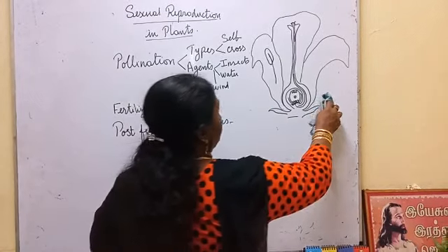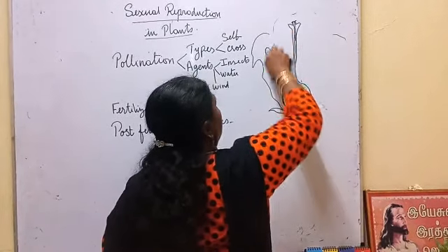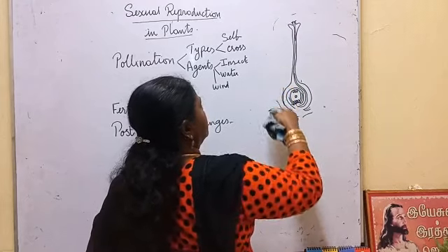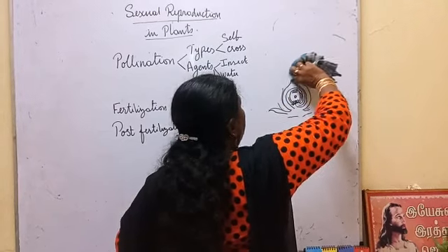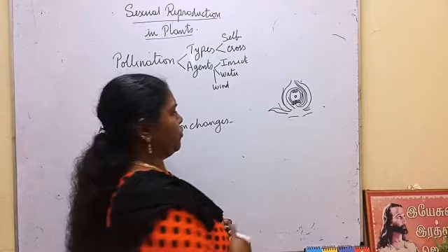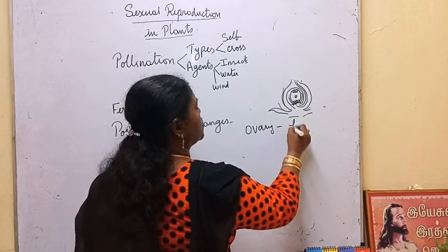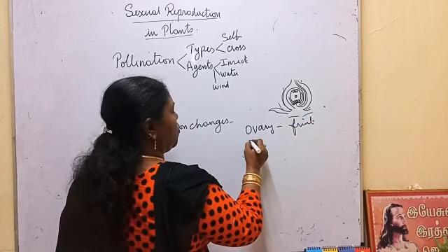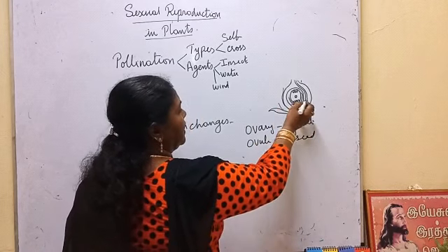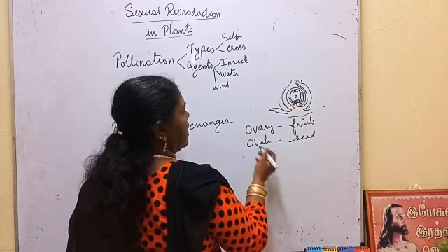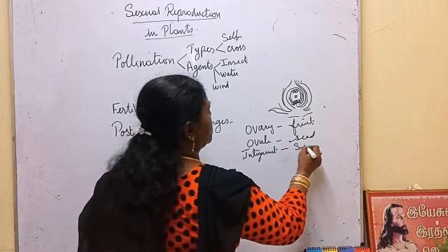The fertilization is over. The calyx, corolla, androecium, sometimes the calyx persists. Then style and stigma will shrink and wither off. Then the ovary will develop into fruit. The ovule will develop into seed. Then the integuments develop into the seed coat.